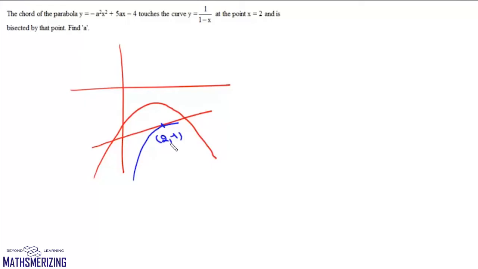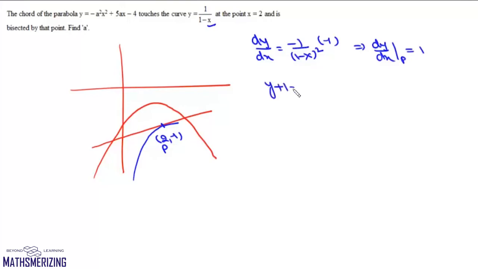Now once we have this point and this curve, we can write the equation of the straight line. So dy by dx will be minus 1 upon (1 minus x) whole square into minus 1. And if we put x as 2, we'll get dy by dx at this point, say P, and it'll be 1. So the equation of this line will be y plus 1 equals 1 times (x minus 2), or x minus y minus 3 equals 0.